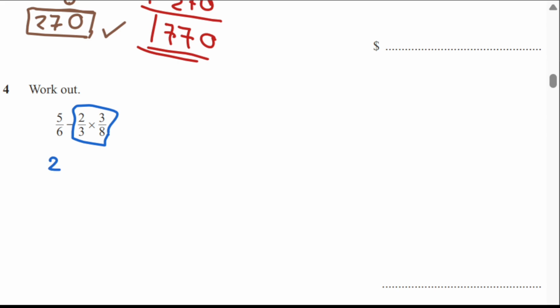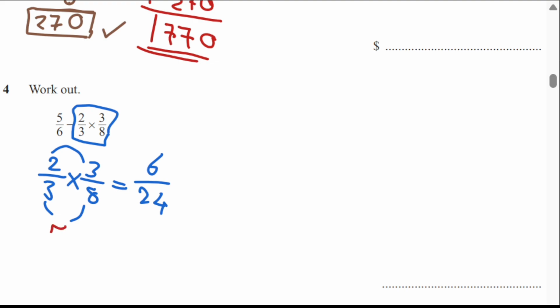So let's multiply them. 2/3 times 3/8. 2 times 3 is 6 and 3 times 8 is 24. Once we have done that, then we can do 5/6 minus 6/24. Now how can you do this?